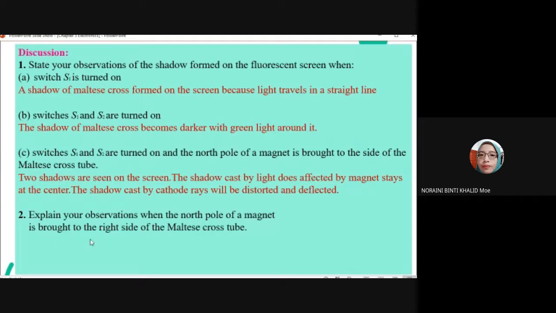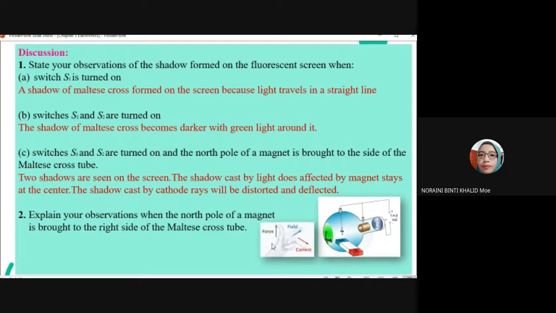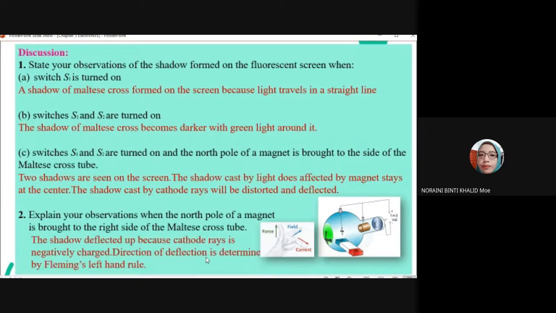Okay. Explain your observation when the north pole of the magnet is brought to the right side of the Maltese cross tube. Let's say this is the Maltese cross tube and this is the bar magnet. The north pole is brought to the right side of the Maltese cross tube. How to determine the direction of deflection of the shadow? You can apply Fleming's left-hand rule.